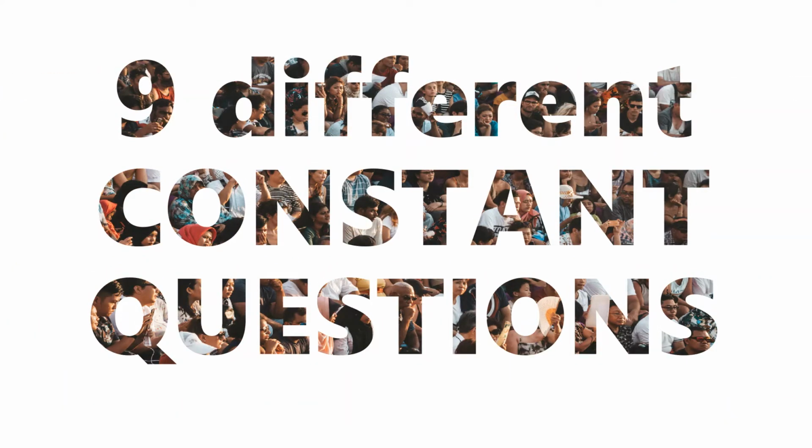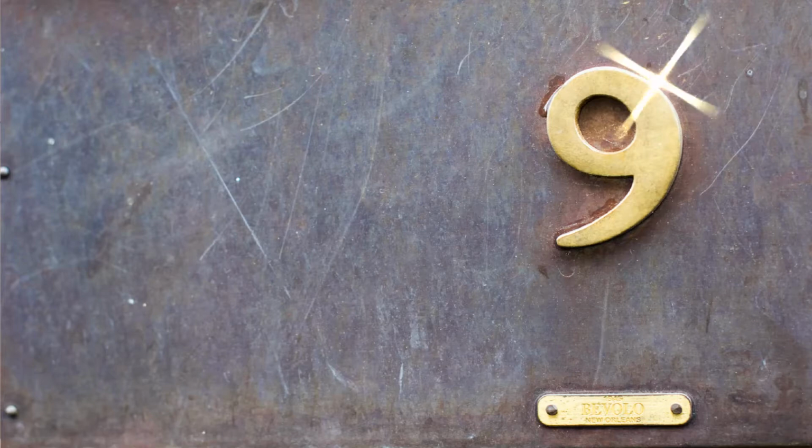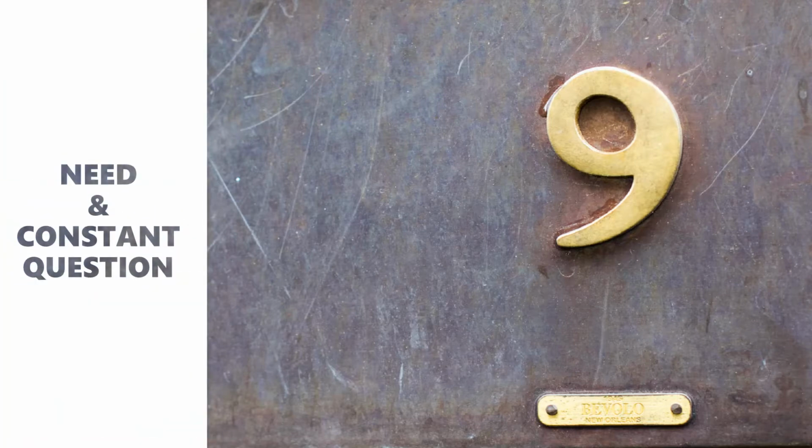And they believe if they can answer this question, they'll get the thing that they need. And again, that influences how they think, what they say, what they do. So we're going to go through these 9 different personality types, and we're going to look at what the need is, and we're going to look at their constant question.